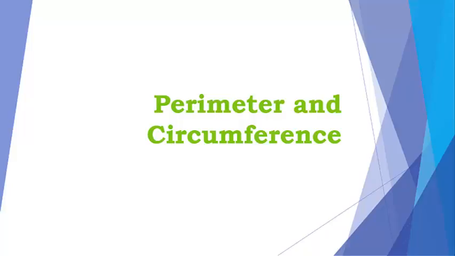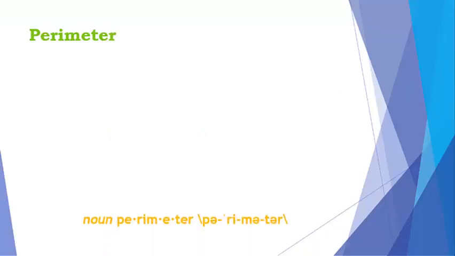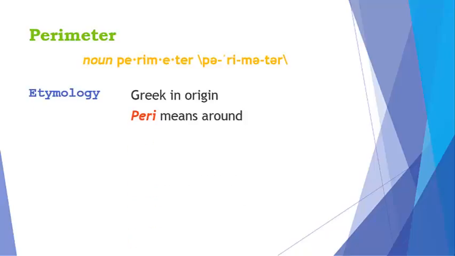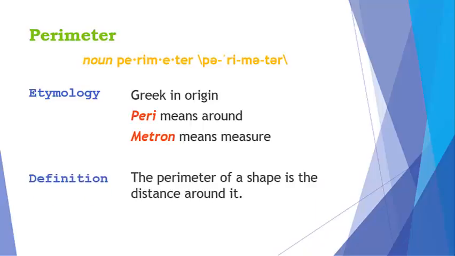Perimeter and circumference. Perimeter. The word perimeter is a noun. It is Greek in origin, and it came from two different words, peri, which means around, and metron, which means measure. The perimeter of a shape is the distance around it.